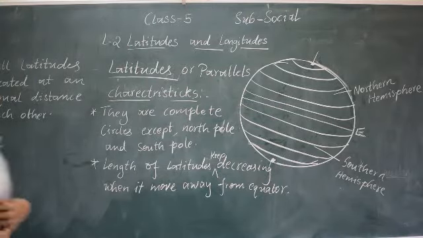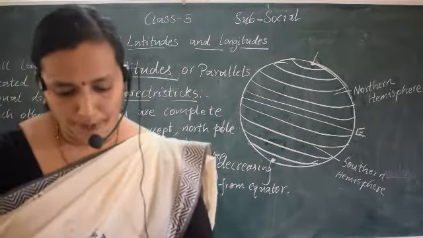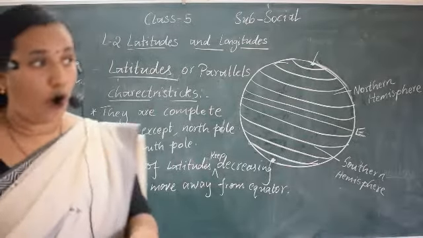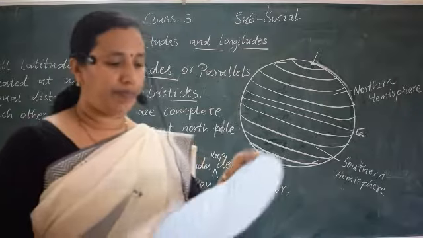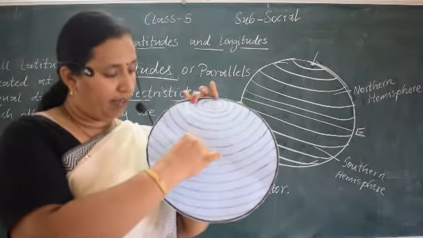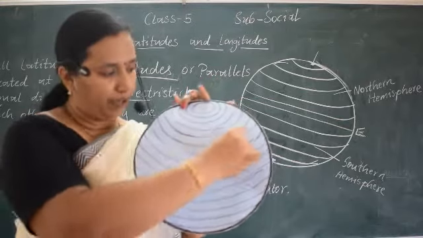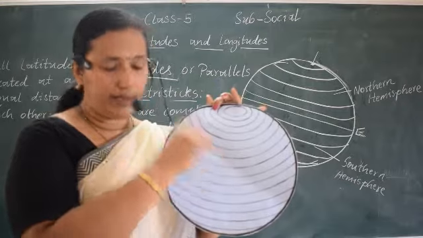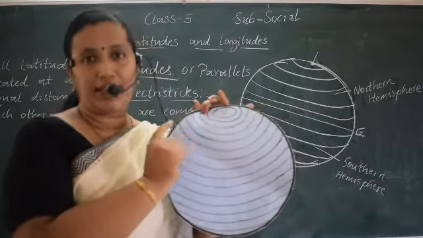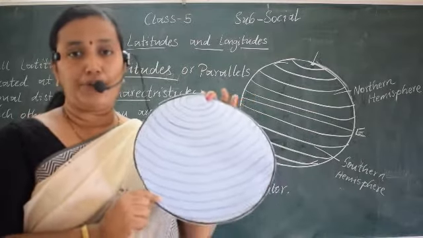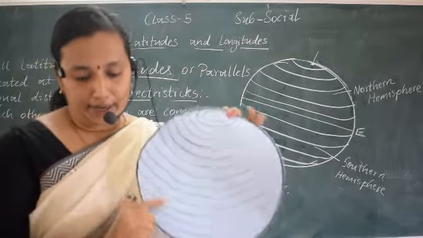Equal distance from each other. Next point, latitudes do not touch, intersect, or cut. Latitudes do not intersect, which means they do not touch each other; they are separate. You can see the separate circles, isn't it? They do not touch, cut, or intersect each other. These are the complete circles. You can see latitudes do not intersect or cut each other.